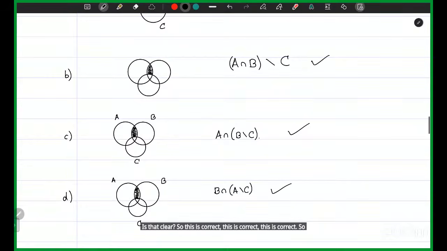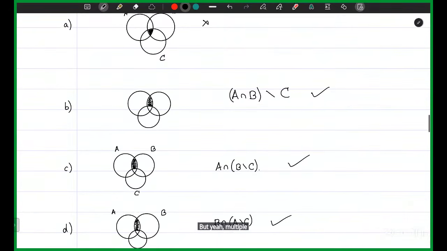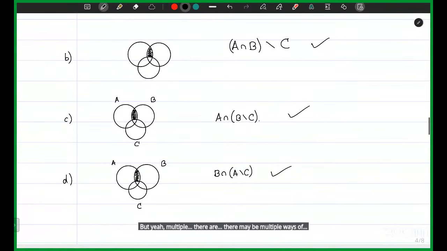So you can have different combinations of minus and intersection and get the same answer. In this case, it's not all that different. It's just the difference in where I have put the bracket. But yeah, there may be multiple ways of expressing the same set using the set operations that you know. That is the takeaway.